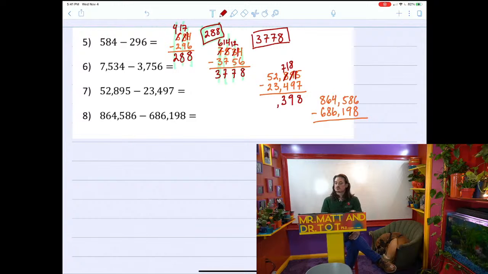Now when we try to subtract 3 from 2, we're not going to be able to do that, so we need to regroup this guy to 4, and the 2 becomes a 12. 12 minus 3 is 9. 4 minus 2 is 2. So 52,895 minus 23,497 is 29,398.